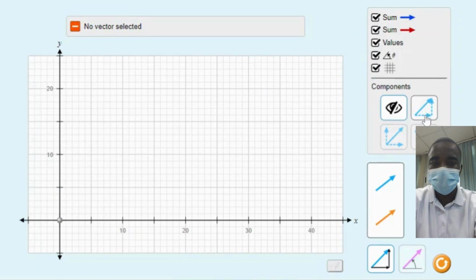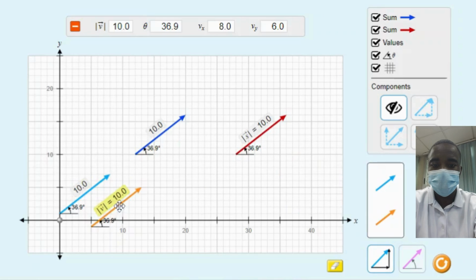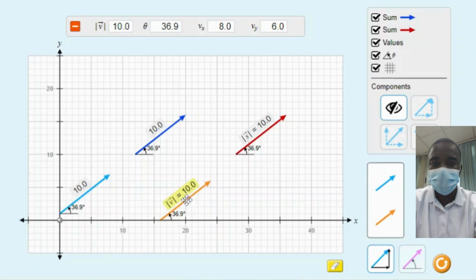By manipulating vectors and observing the results, students can gain a deeper understanding of the principles governing vector addition. The visual nature of the simulation makes abstract concepts more tangible. Students can observe the addition of vectors in real time, helping them to grasp complex ideas more easily.